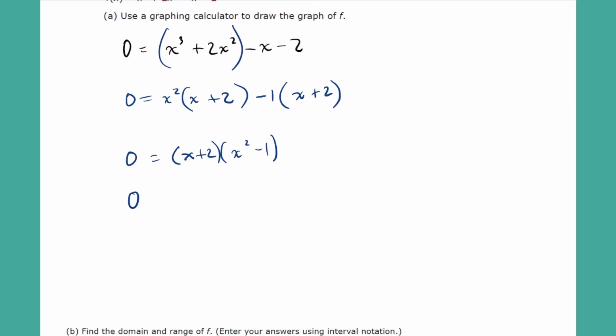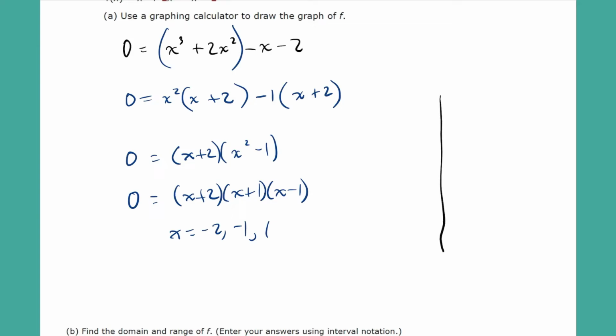And notice that you have the difference of 2 squares there. So you have x plus 2, x plus 1, x minus 1. This here becomes those 2 factors when you factor the difference of squares. And you get your 3 zeros being -2, -1, and +1.